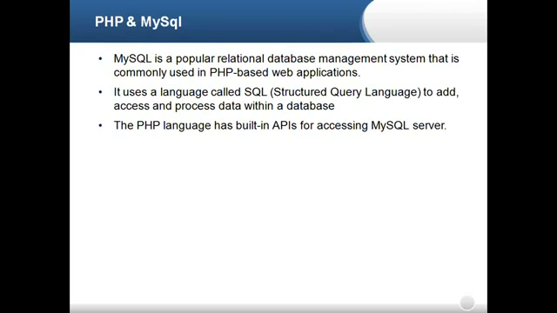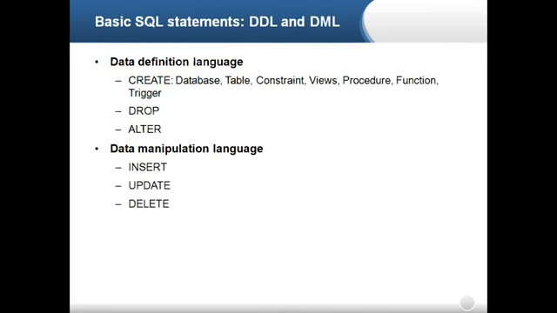PHP has built-in APIs for accessing the MySQL server and all the other details of MySQL, like databases and tables, and firing a query on it. So what are all these APIs providing? These APIs provide many functions to help you work with DDL and DML. DDL is, as the name says, data definition language, which allows you to create tables, databases, constraints, views, procedures, functions, triggers and all.